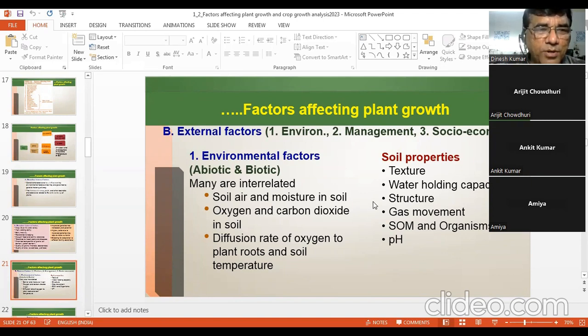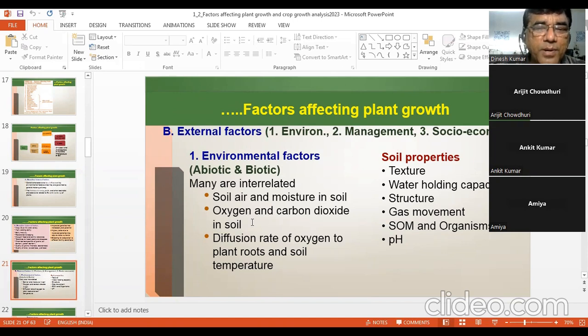Soil air and soil moisture. If you put more water in the soil, you will have less air in the soil. So your root growth will be affected. Similarly, oxygen and carbon dioxide in soil. If you have more CO2 in the soil, you will have less oxygen in the soil. They are in almost equilibrium with the atmosphere. So exchange of gases is there in the soil.